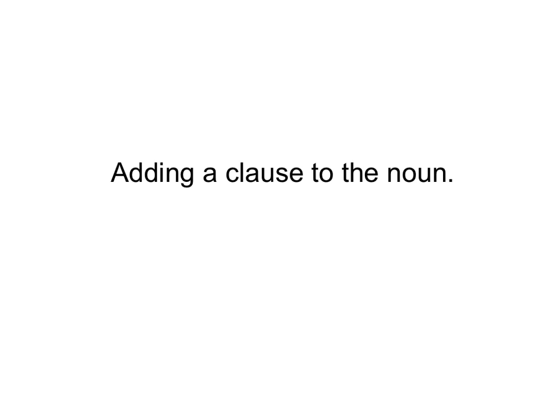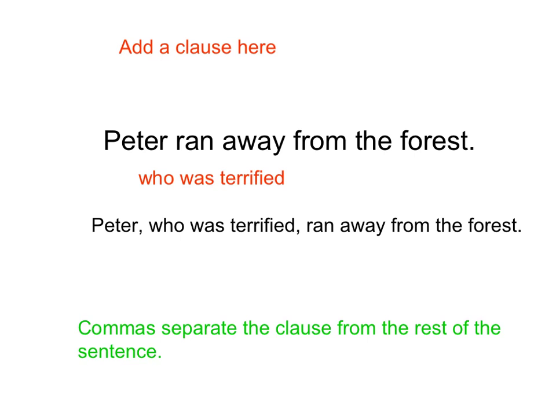So the first complex sentence we're going to look at is adding a clause to the noun. So we're going to add a clause to the first noun in the sentence first of all, and that is here, Peter. So we're going to add a clause just after Peter. Now we need to make sure when we're adding clauses to sentences that the clause that we add makes sense in the sentence.